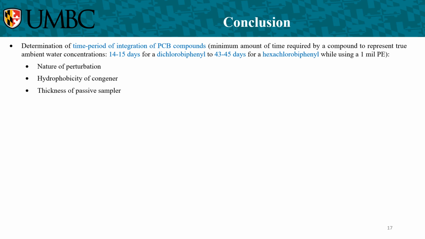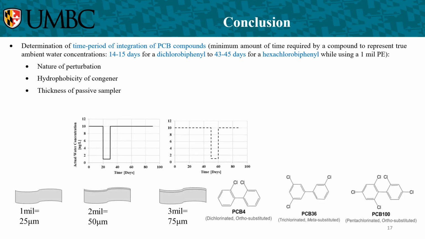In conclusion, we could establish that the minimum amount of time that is required by a compound to represent the true water concentration, which is also the time period of integration for that PCB compound, is dependent on the nature of the perturbation, the hydrophobicity of the analyte, and the design of the sampler. For a 10-day long pulsed perturbation, the range of time period of integration varied from 14 to 15 days for a dihomolog to about 43 to 45 days for a hexahomolog PCB.